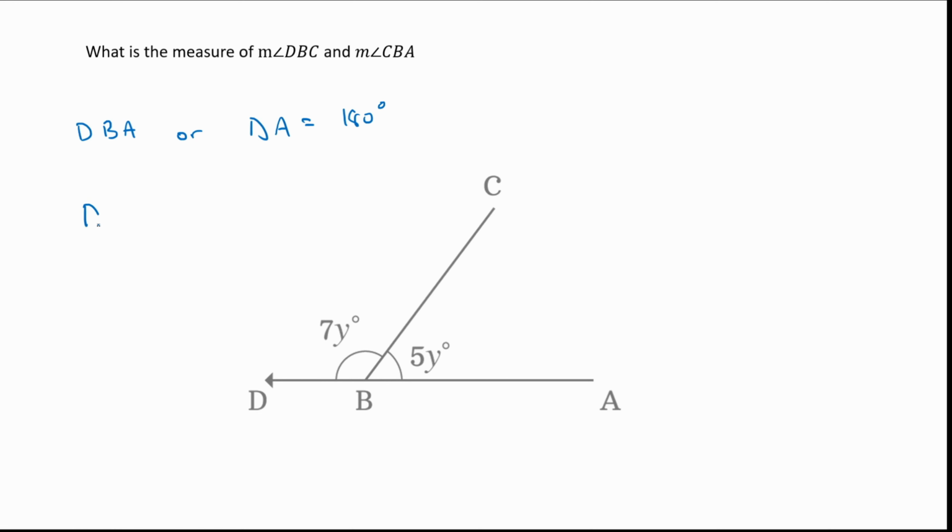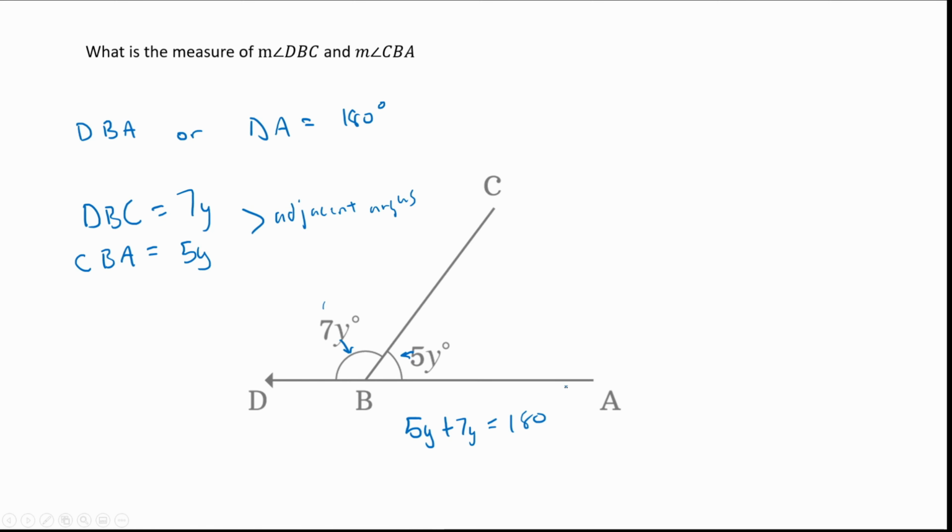Now I know that DBC is equal to 7y, and CBA is equal to 5y. So these are my adjacent angles. And that's because they share line segment BC, and they're both on the interior or the same side of DA. So I can say that if DA is 180 degrees and 7y is part of it and 5y is the other part, then 5y plus 7y is equal to 180. That's our algebraic way to show it.